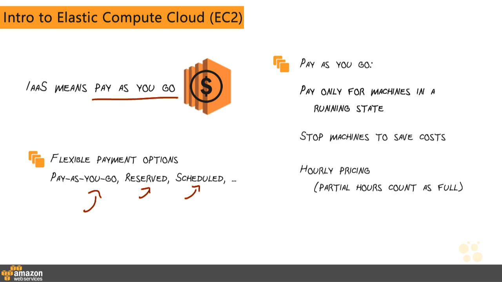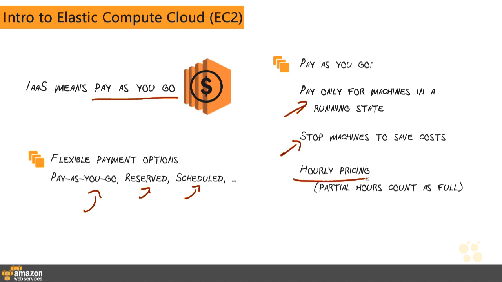Pay as you go means, like it sounds, that you only pay for machines that are in a running state as you need them. So you can actually spin up a whole bunch of machines, and until they are up and running, you're not paying for them. Now, once they're running, if you need to save costs, you can stop those machines. You can turn off a virtual machine, and you're no longer paying for that virtual machine until you start it back up again. Once it becomes running again, then you begin paying for it again.